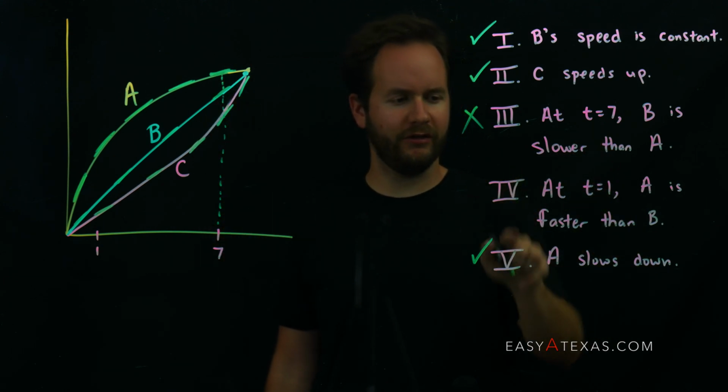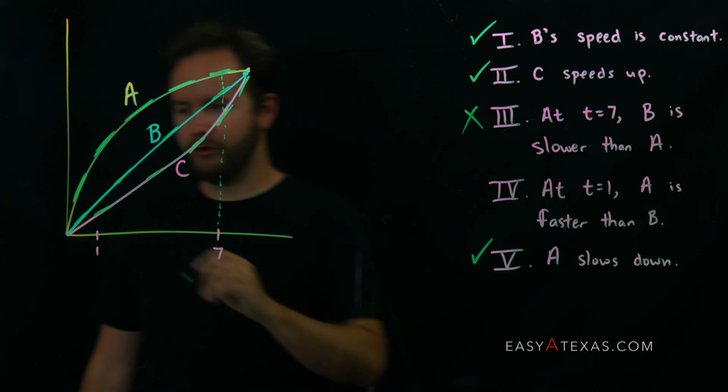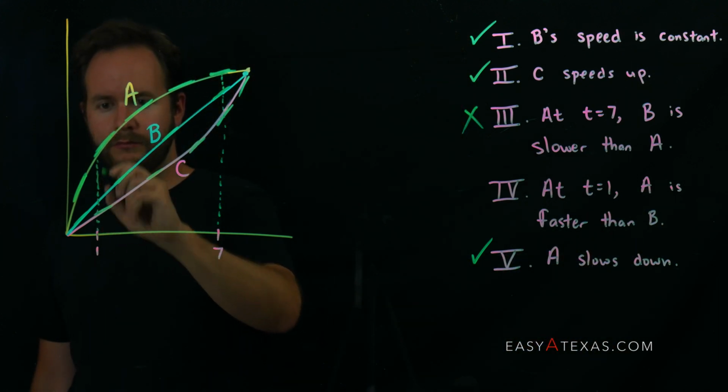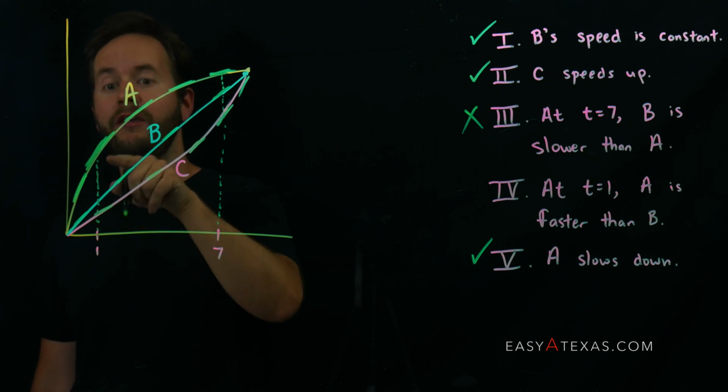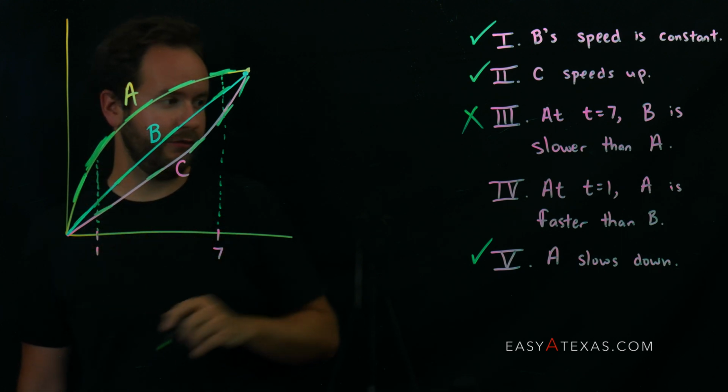And let's just, for completeness, check t equals 1. At t equals 1, we're told that A is faster than B. Let's go over to t equals 1. Here we see the slope of A's curve is steeper than the slope of B, so it is indeed true that A is faster than B.